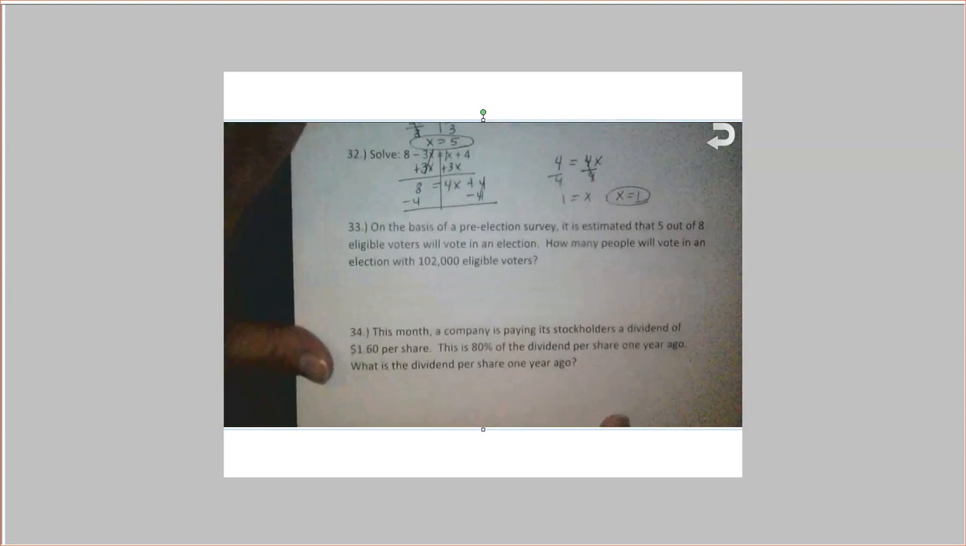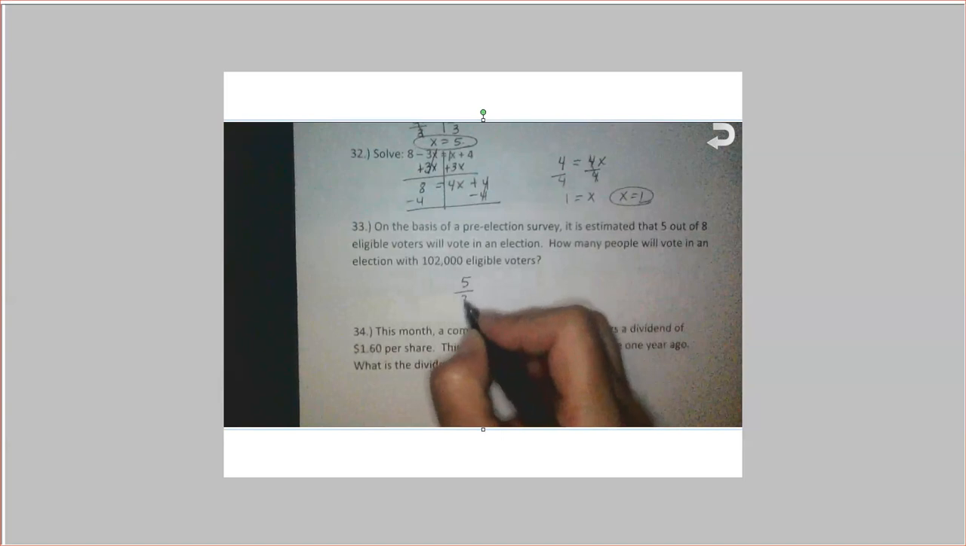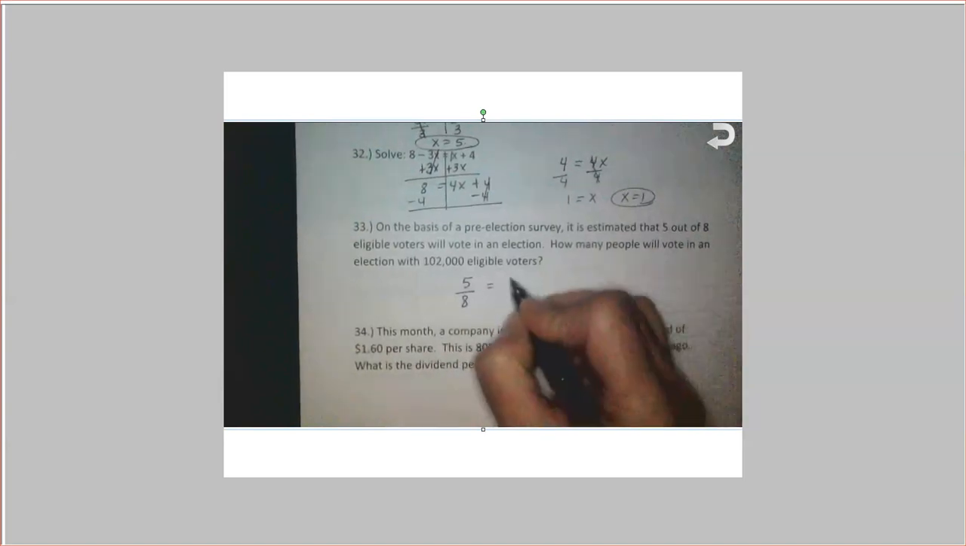All right, number 33. On the basis of a pre-election survey, it is estimated that 5 out of 8 eligible voters will vote in an election. How many people will vote in an election with 102,000 eligible voters? When I read this problem, I immediately think proportion because I'm comparing two things. I see that 5 out of 8 voters will actually vote in that election. So 5 will vote out of a total of 8. So how many will vote out of a total of 102,000?